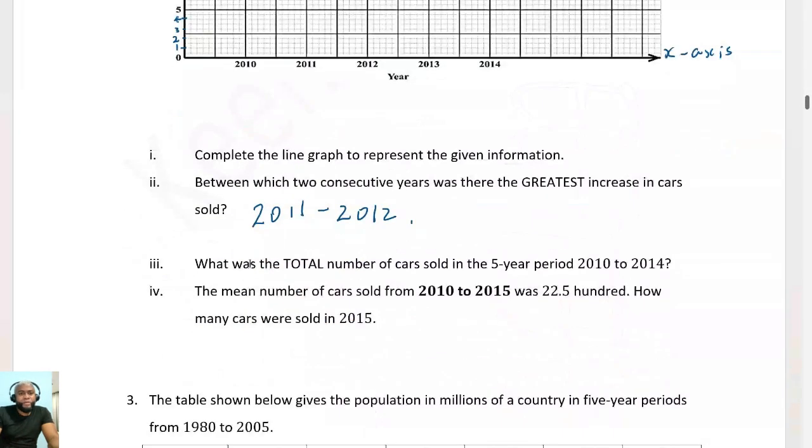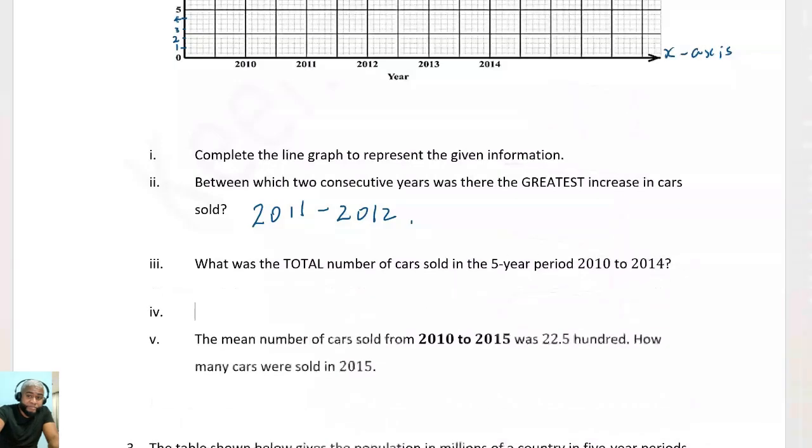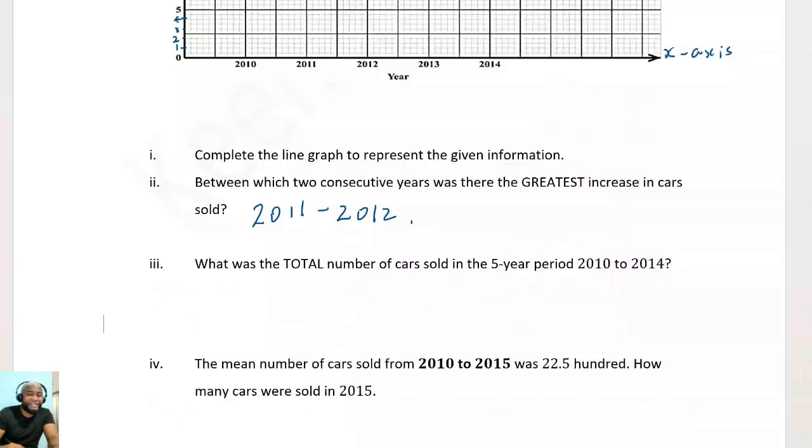Right, let me go. What was the total number of cars sold for the 5-year period from 2010 to 2014? This is an addition question, right? What's the total number of cars? They did not say the numbers are in hundreds, but in the question above those numbers are in hundreds. So if you want the total number of cars, you have to give your answers in hundreds, right? So let me add the numbers.